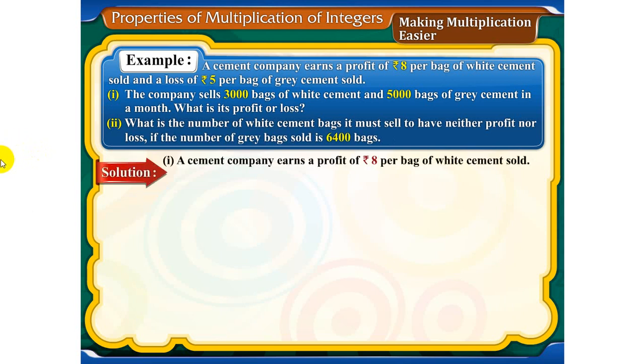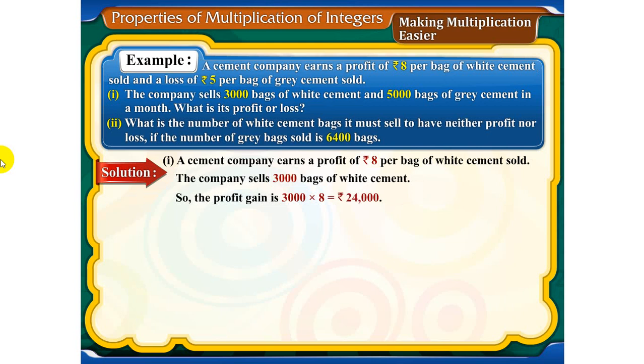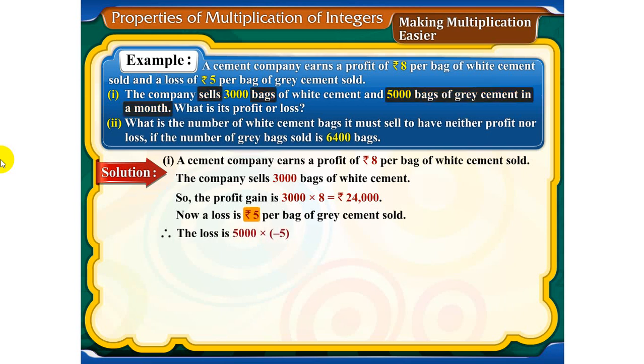Solution. 1. A cement company earns a profit of 8 rupees per bag of white cement sold. The company sells 3,000 bags of white cement. So the profit gain is 3,000 multiplied by 8, which equals 24,000. Now, a loss of 5 rupees per bag of grey cement sold. Therefore, the loss is 5,000 multiplied by minus 5, which equals negative 25,000. So the total loss is 25,000 rupees.